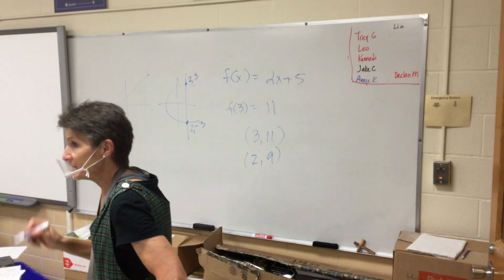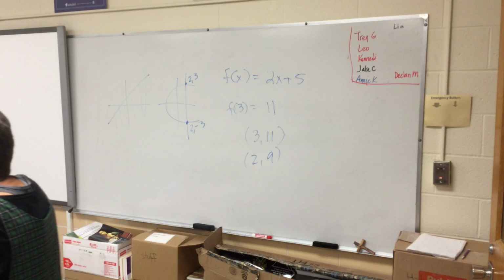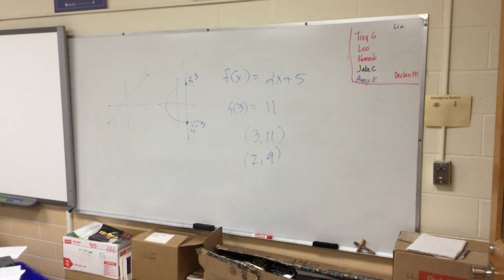So what is the definition of a function? It is a set of points where no x's or no first coordinates, no x coordinates repeat. Now, if that isn't already in your head, I would suggest you write that down. Because it's a big definition and it's something you absolutely should know. A function is a set of ordered pairs where the first coordinates don't repeat.